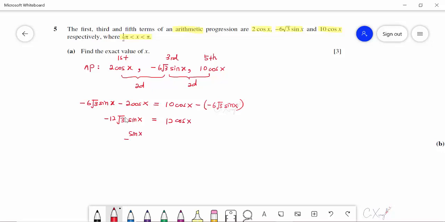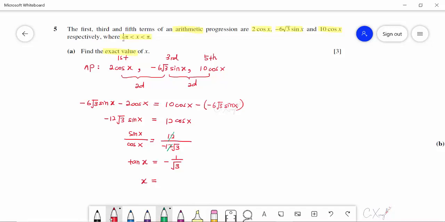And now I would like to group all the variable x to one side, then keep all the numbers to the right. So from here, very clearly you can see I get the equation tangent x equals negative 1 over square root 3. Okay, and now we want to get the answer for x. And they're asking for the exact value. So I think you have to highlight the words exact value.